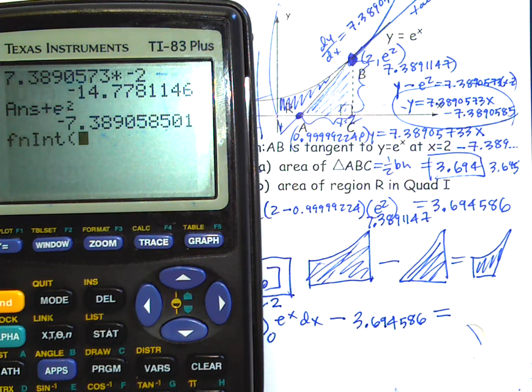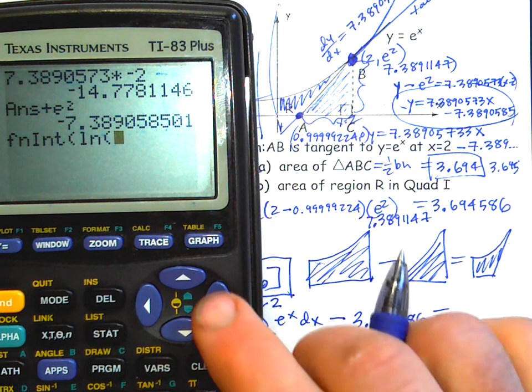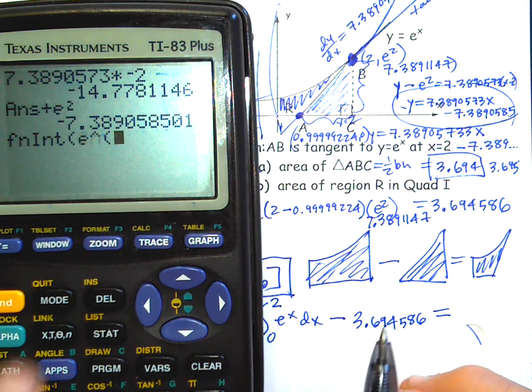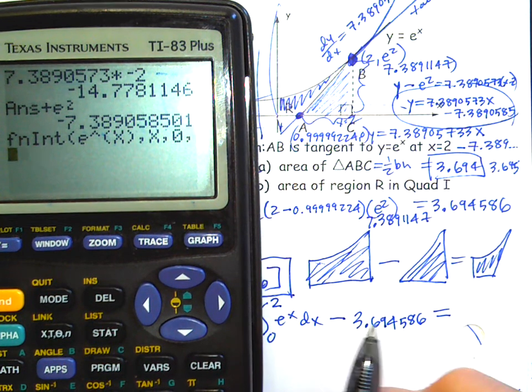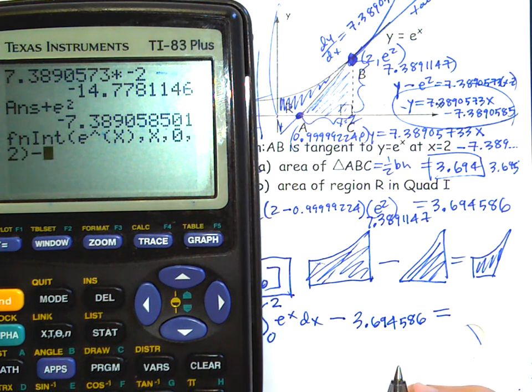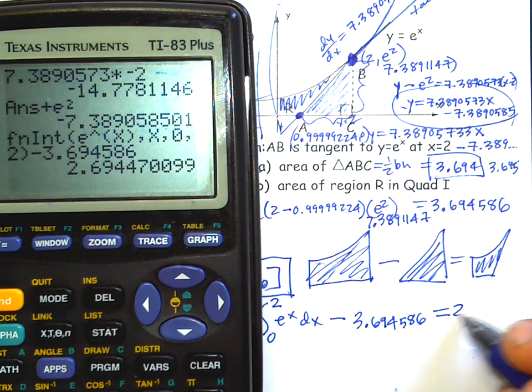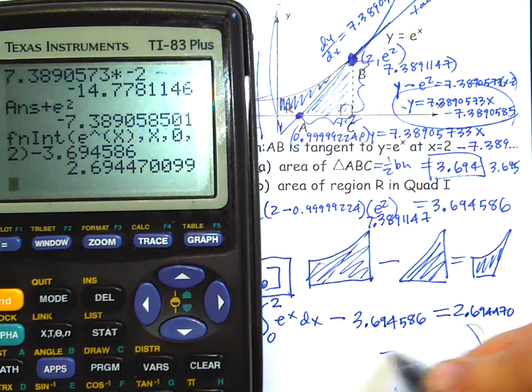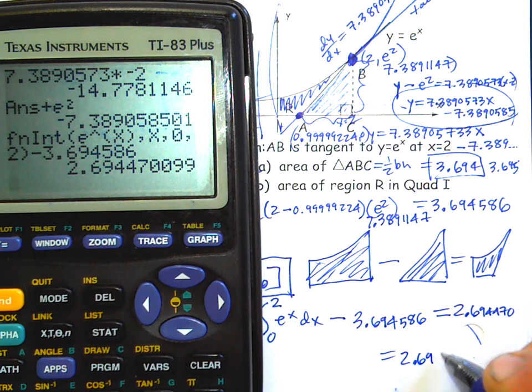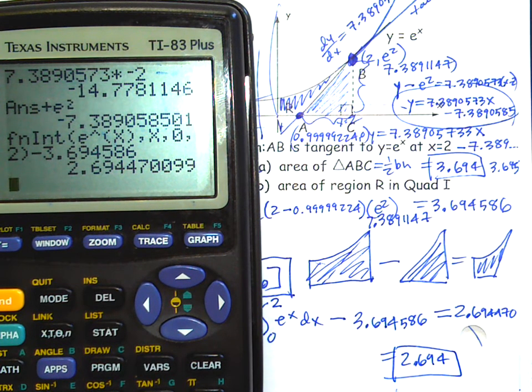Math 9. You could do the Vars, Y-Vars thing, or you could just say e to the x again, comma x, comma 0, comma 2, minus 3.694586. So you get 2.694470. So the final answer, 2.694, rounded or truncated, comes out the same. I think drawing these little pictures is helpful.